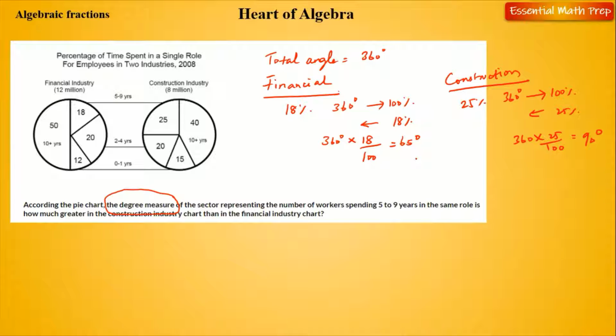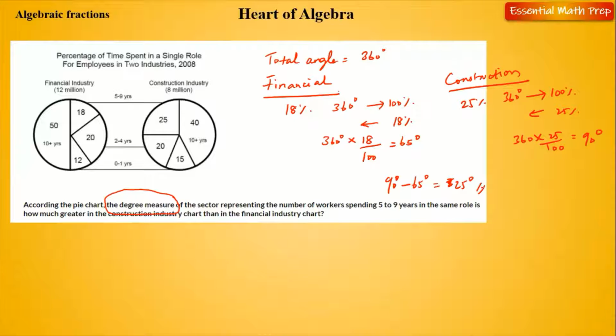The question is asking, how much greater is the degree measure in the construction industry compared to the financial industry? Because construction industry comes first, we substitute the 90 degrees first, and then substitute the 65 degrees for the financial, which would give us 90 minus 65, which would be, I think, 25 degrees, okay?